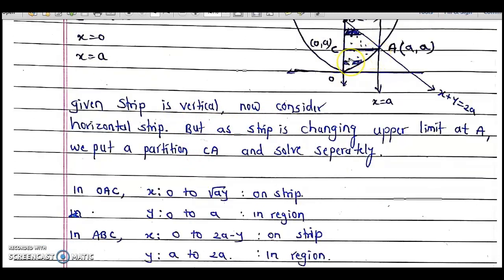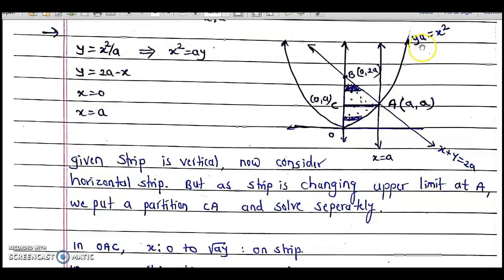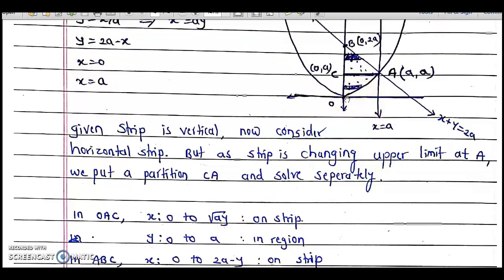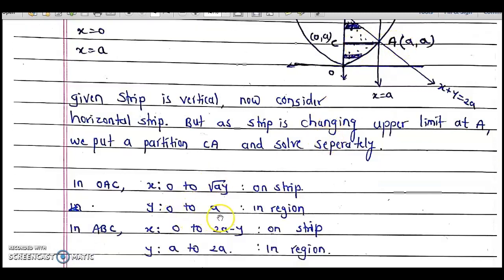In region OAC, lower triangular form, on the strip, x is varying from 0 to parabola. So strip is starting from y-axis where x is 0 and strip is ending on parabola. So convert parabola's equation into x equal to form. So it gives us x equal to plus or minus root ay. But we are in first quadrant where x is positive. That's why plus root ay is upper limit for x. Whereas y is varying vertically. So bottommost point to topmost point of this region is point O, the line AC where y is a. Therefore, y is varying from 0 to a.